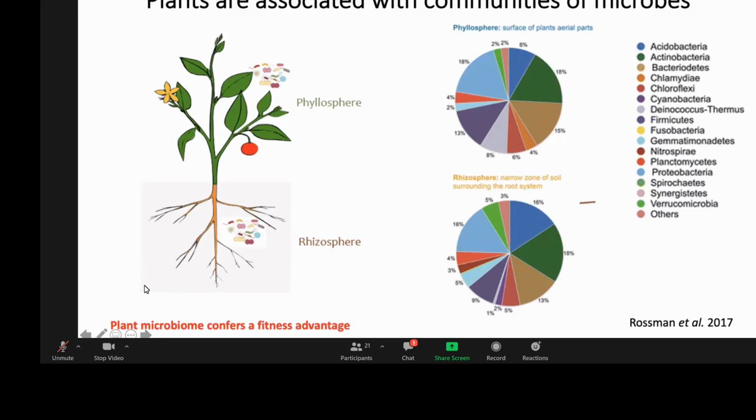And in the last maybe 5 to 10 years or so, the plant microbiome has really been appreciated for its ability to confer a fitness advantage. This is particularly important when we think about climate change and the increasing world population, and how we need to harness the microbiomes of plants in order to increase world food production as the population increases.